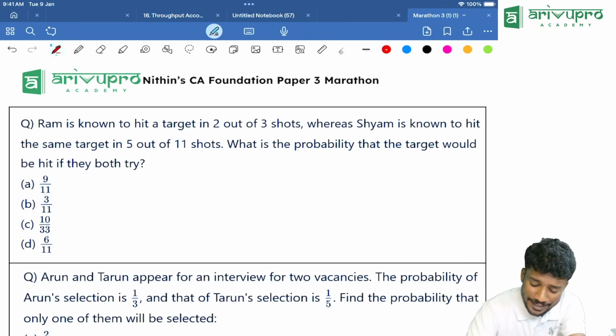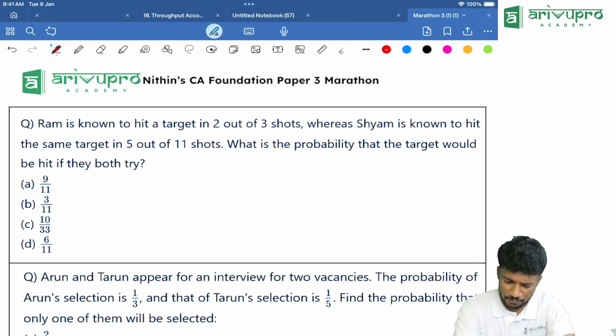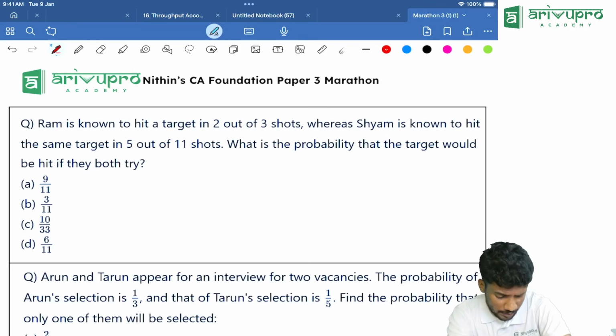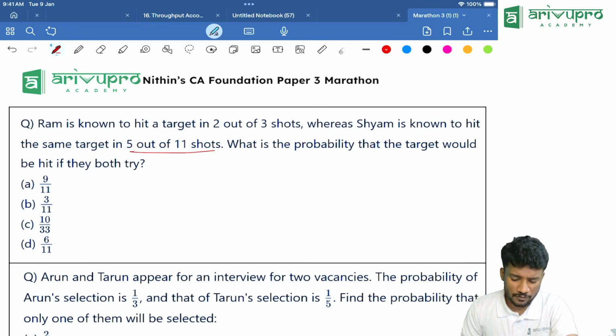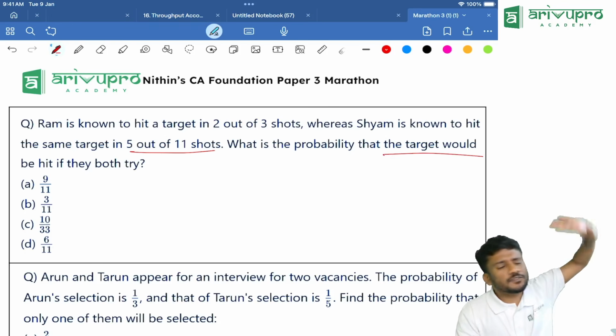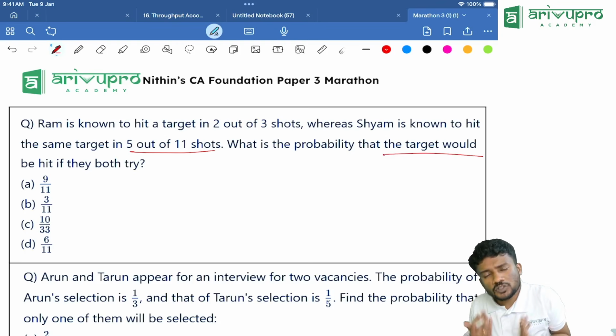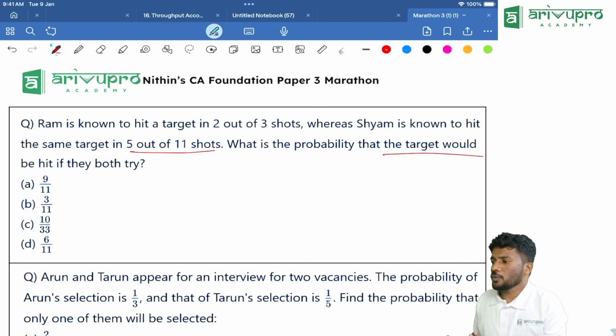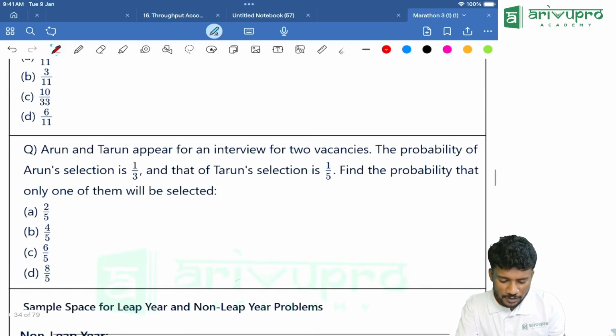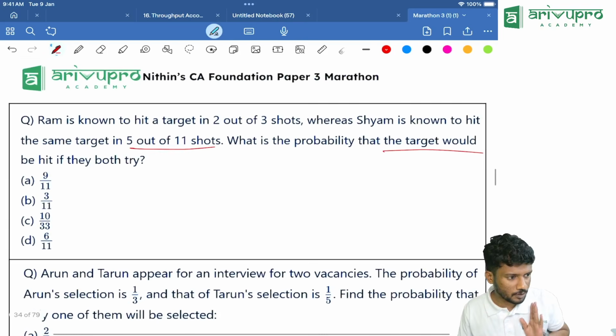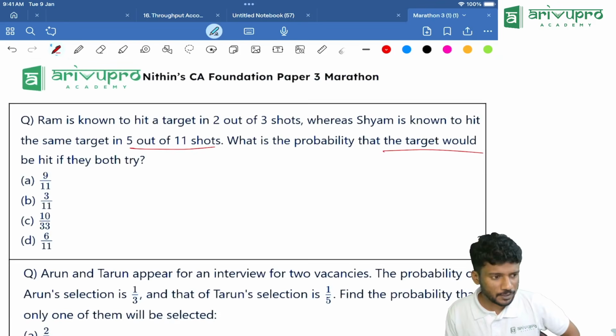Ram is known to hit a target 2 out of 3 shots, whereas Sham is known to hit a target 5 out of 11 shots. What is the probability that the target would be hit if both of them try? We won't be solving the next question because it is of the same type. This only we will be solving. Then we are going to the leap year based question.